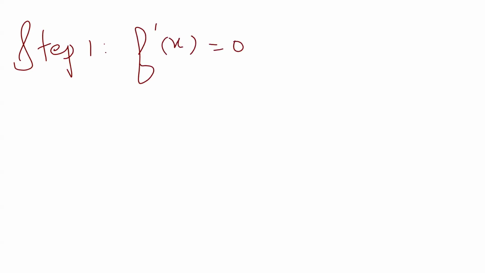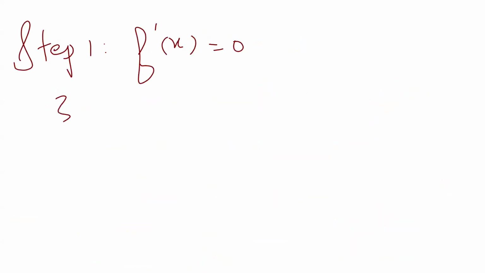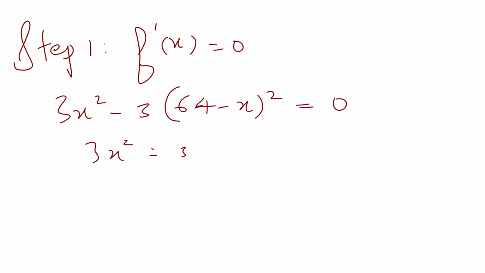Now what is f dash x? 3x square minus 3 into 64 minus x the whole square, equal to 0. Right? 3x square equals 3 into 64 minus x the whole square. Okay. So cancel out the 3. X square equals 64 minus x the whole square. Now expand this.